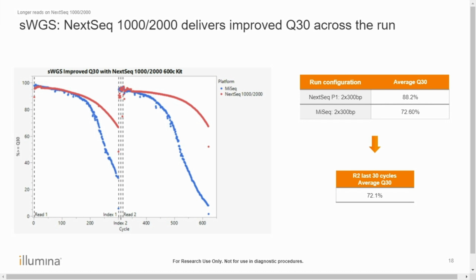You could see that in comparison to the MiSeq, the Q-scores of the NextSeq P1 remain very high, above 80% for nearly the entire run. And towards the end of the run, the drop-off isn't nearly as severe. In fact, at the end of the run, where MiSeq Q-scores generally drop off very significantly, the NextSeq P1 kit remains high, averaging 72.1% in the last 30 cycles of read 2, providing useful data throughout the entire run.